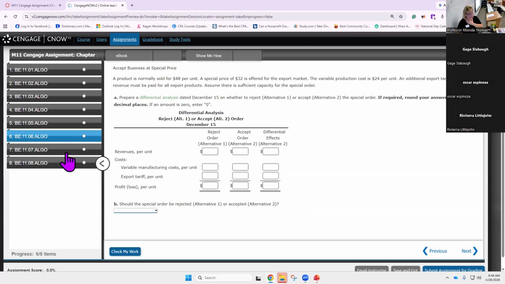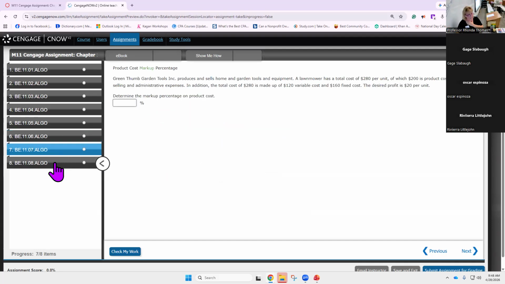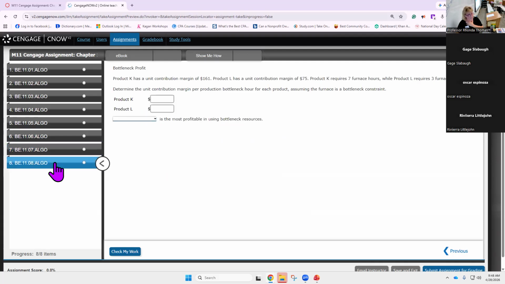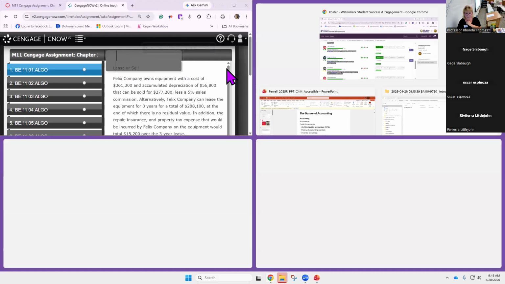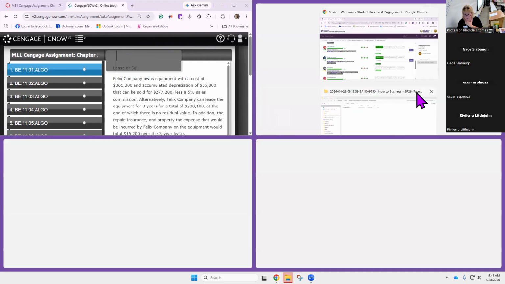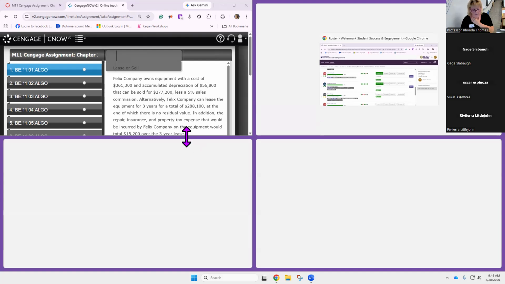And then the last two have to do with how to calculate a price of something. There's one called the product cost markup, and then there's one called a bottleneck profit. Okay, bottleneck profit. So in my opinion, these are kind of fun, but you do have to pay attention to the details. Okay, so let's go back to number 1. Okay, and we're going to be making some tables. So hopefully that's not a problem for you. Make some tables in Excel.